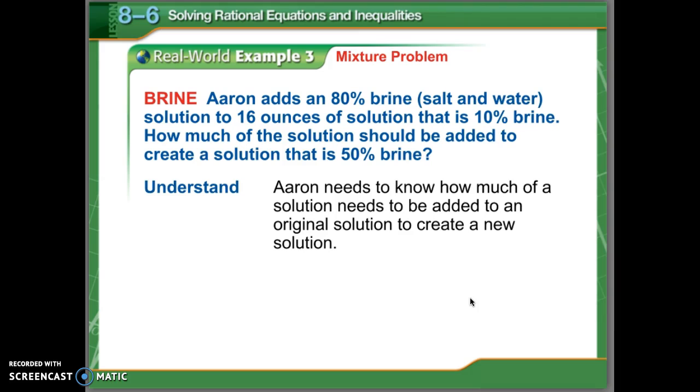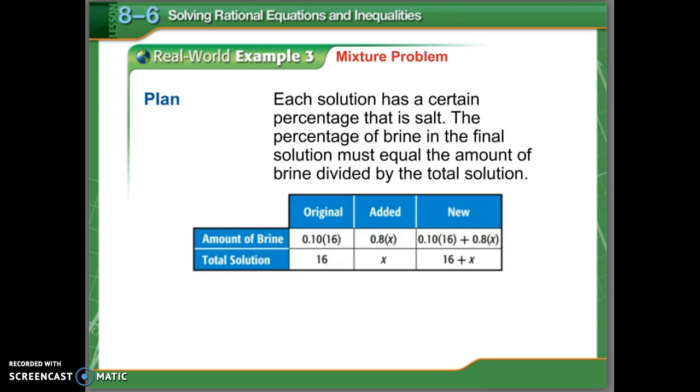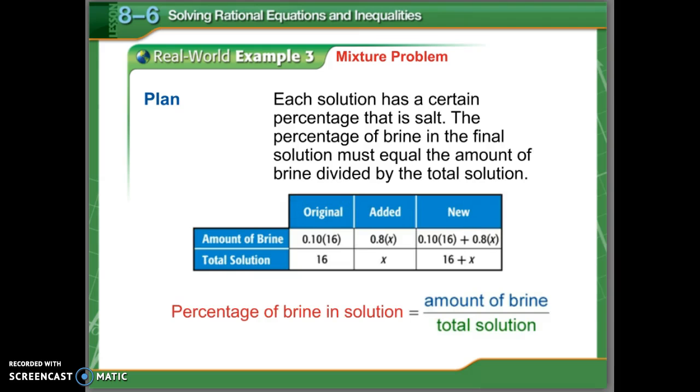So the first thing we need to know is that Aaron needs to know how much of a solution he needs to add to the original solution in order to create his new solution. And each solution that he's going to make has a certain percentage of that solution that's salt. And the percentage of brine in the final solution has to equal the amount of brine divided by the total solution.